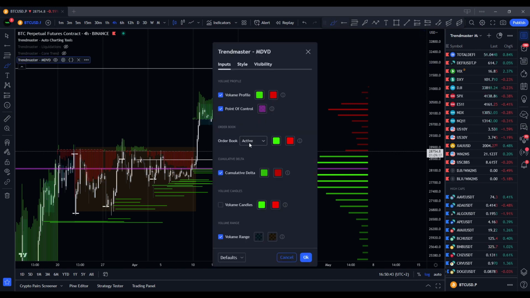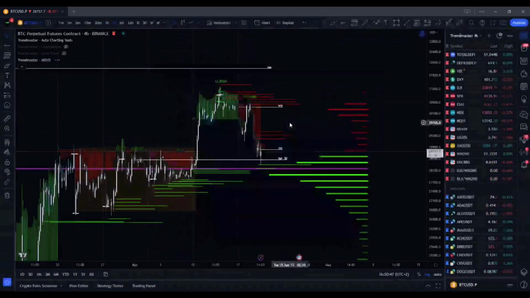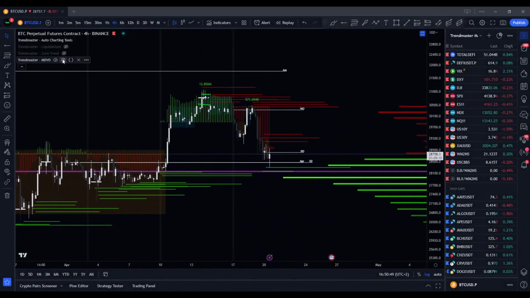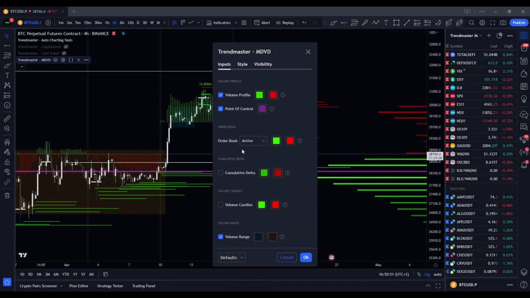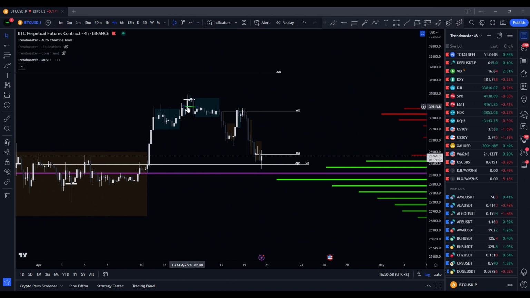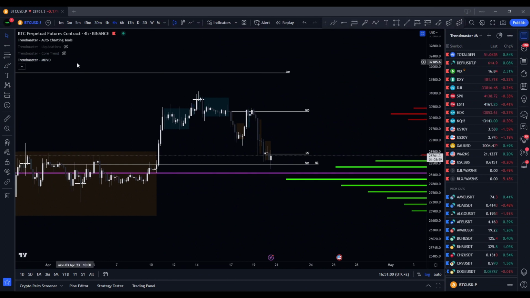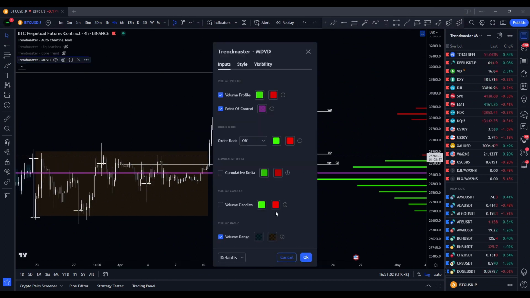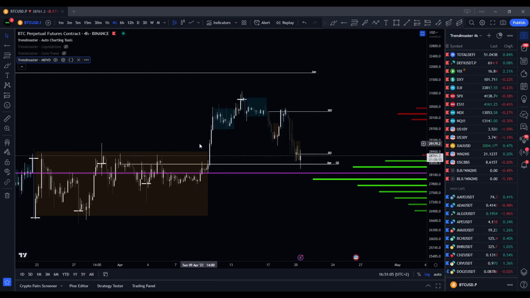If I turn off the cumulative volume delta, one of the bigger ones now, I'll turn the order books off too. I think we're going to default some of these things off, just because it'll help us as far as identifying stuff like the current thing, which is really cool. These volume ranges, the blue colored ones versus the gold ones, are essentially the differences between accumulation and distribution.